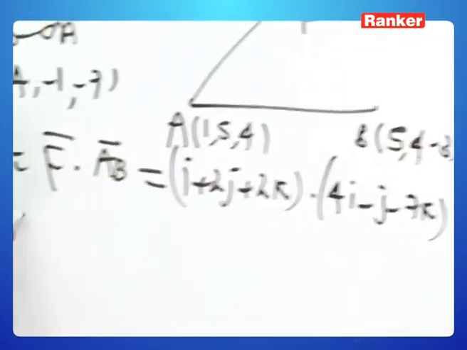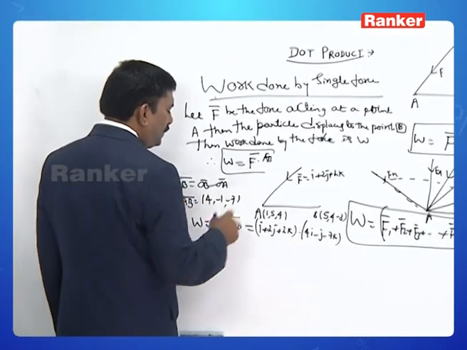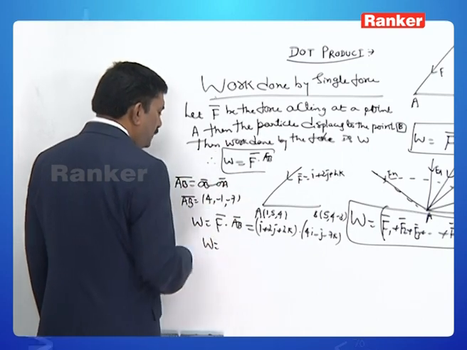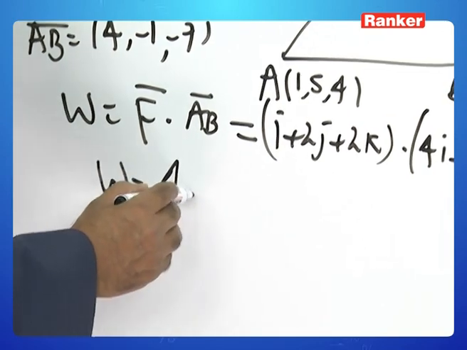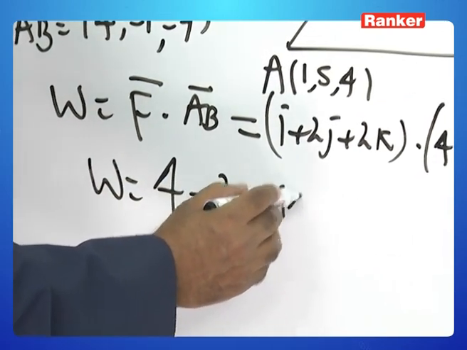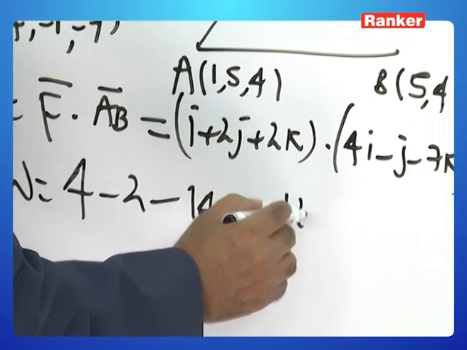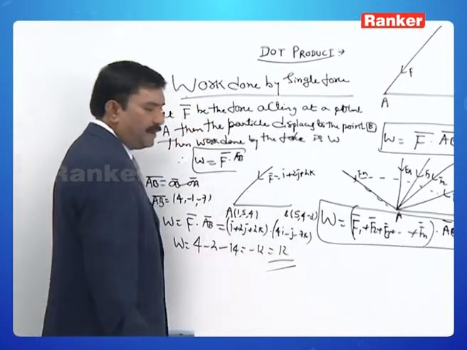Take the dot product. Work done by the force: i dot i is equal to 1, i dot j is equal to 0, i dot k is equal to 0. Similarly for the others, i dot i gives 4, then minus 2, then minus 14. So this is equal to minus 12. Work done cannot be negative, you can take it as 12 units.